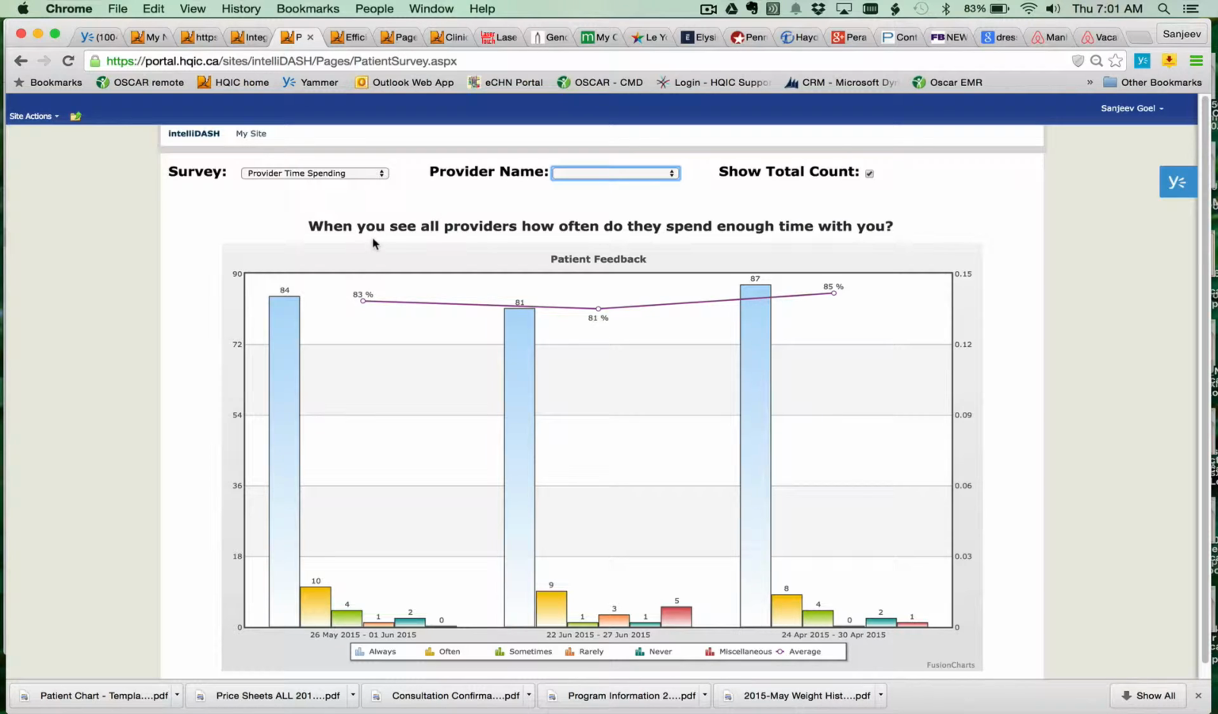But for our whole family health team, what you can see is that on this question, when patients are given an option of five different options, always, often, sometimes, rarely, and never, 84% of patients say that we always spend enough time with them. And so if you're trying to improve patient experience in your team, this will really go a long way.